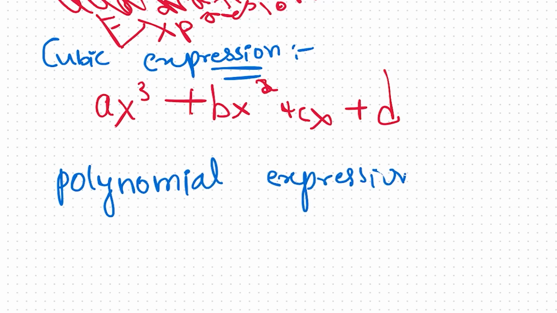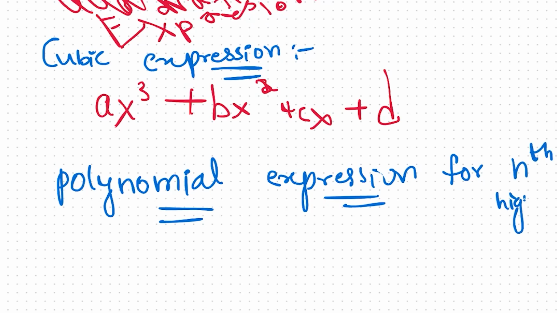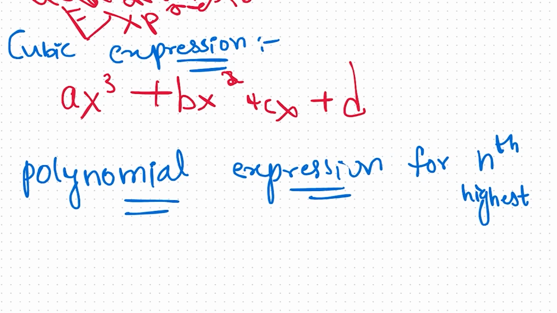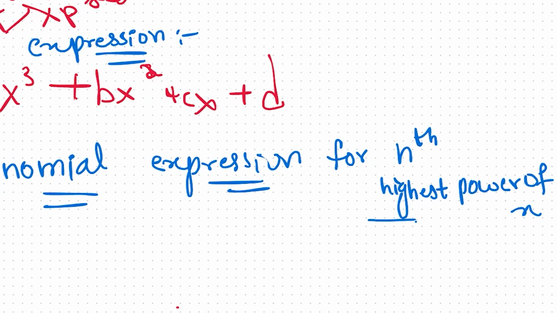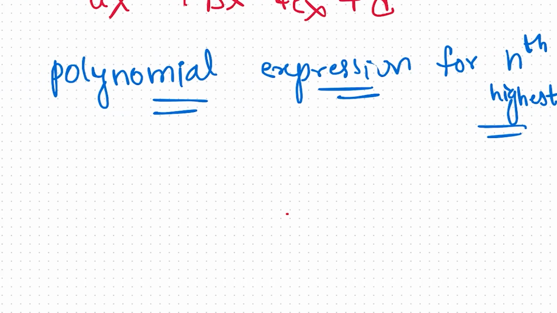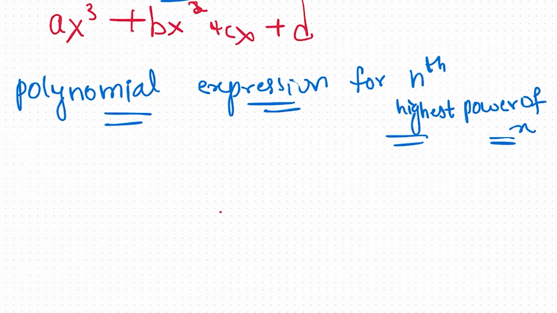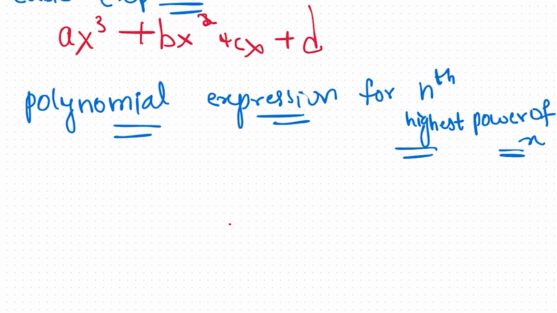So far we have discussed what will be the form when the highest power of x is 3. To generalize the concept, polynomial expression for nth power, nth highest power of x. We call the highest power the degree. We'll discuss that later. For the nth highest power of x. Okay. So the concept starts. I think you can guess. Try to write it.